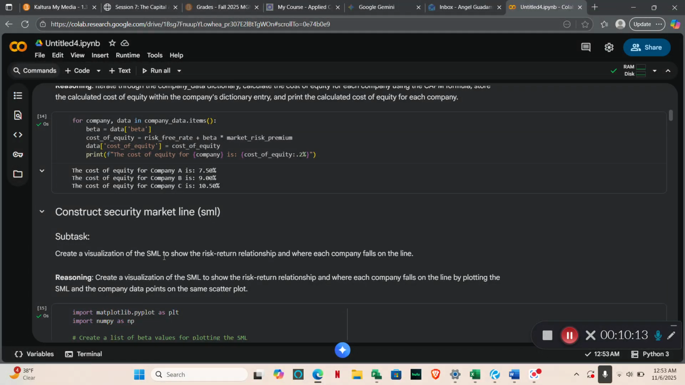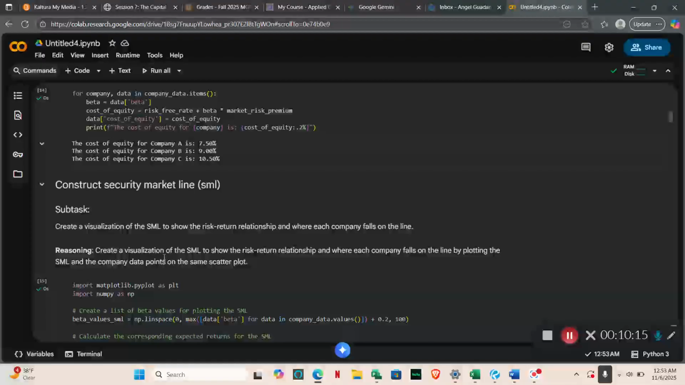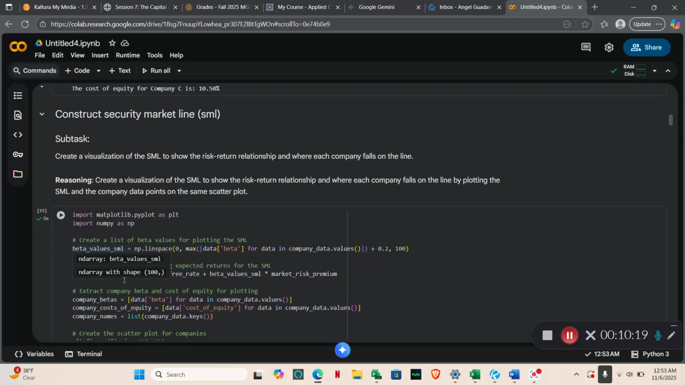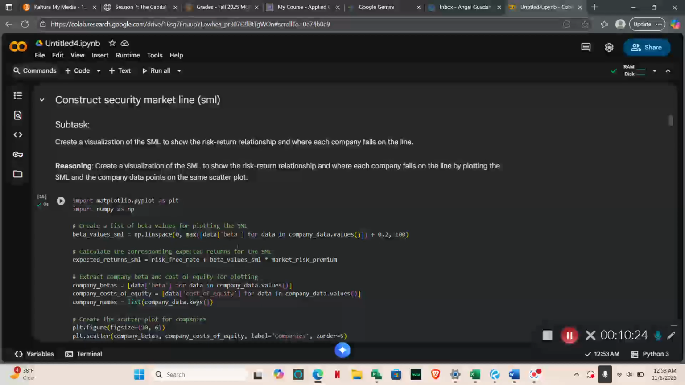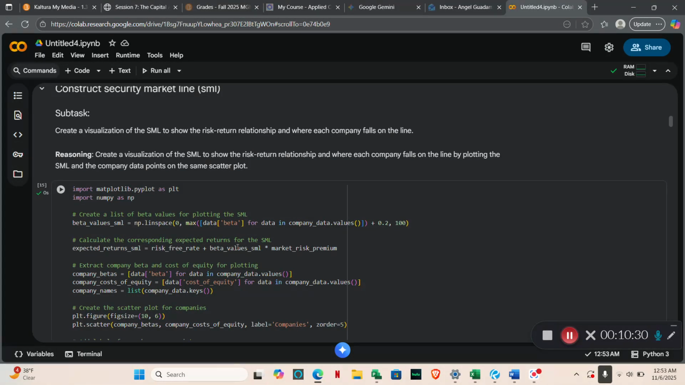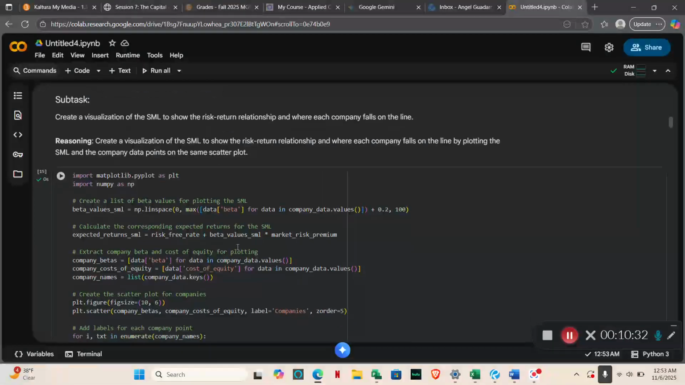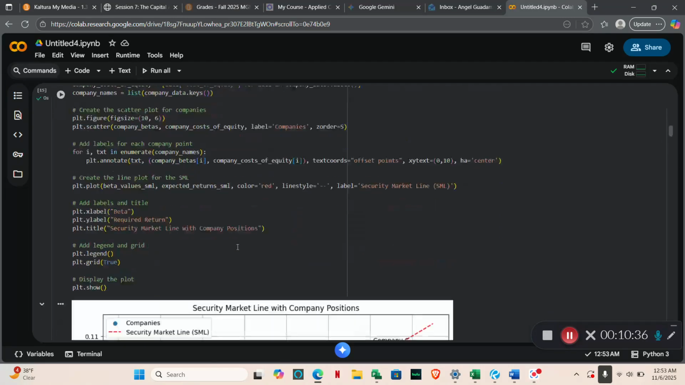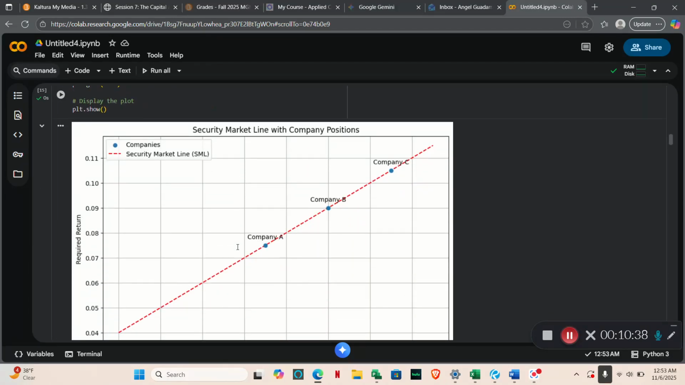We must construct security market lines. This was asked of us to include in the video, so we must create a list of beta values for plotting the SML. We must calculate the corresponding expected returns for the chart for the security market line. Extract the company beta and cost of equity for plotting, and create a scatter plot, of course. Add labels, create the line plot, add labels and the axes, and here's what we have.